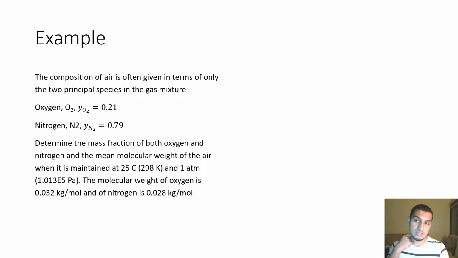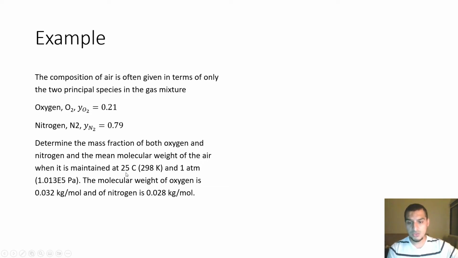So the first example is about air. We know that air is composed of oxygen and nitrogen. The mole fraction of oxygen is 21%, of nitrogen is 79%. And in this problem, we're asked to find the mass fraction of both oxygen and nitrogen. This is the first requirement, and the second is to get the mean or average molecular weight of air.